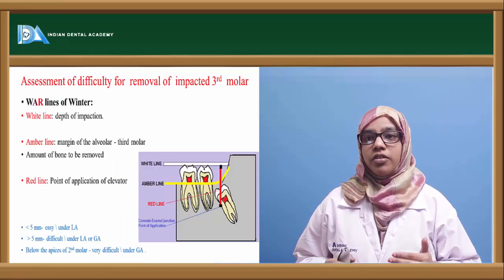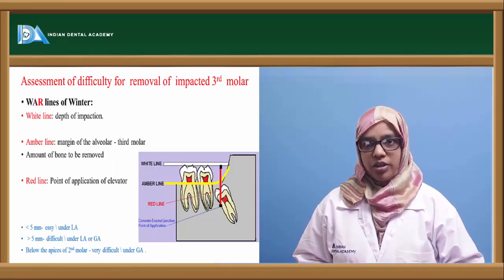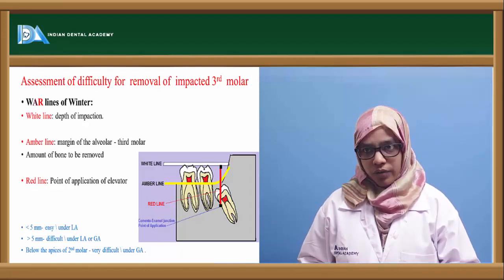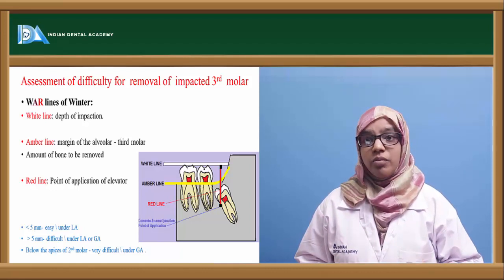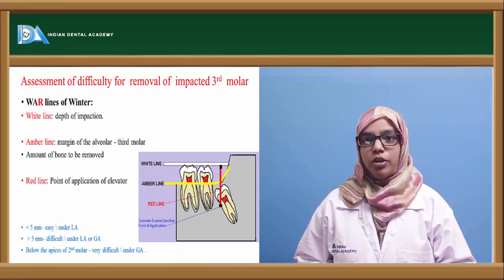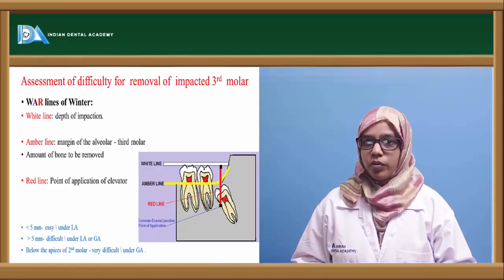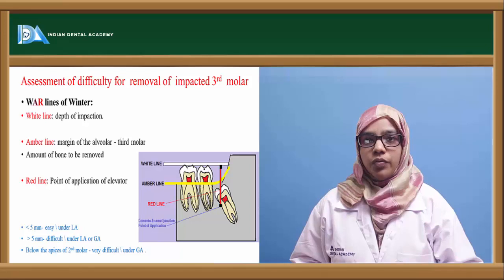Then after seeing the radiograph, we'll do the assessment of difficulty of extraction of the third molar. This is also done on a radiograph. More preferably it is done on an IOPA because the image distortion is less on an IOPA by using a parallel technique compared to an OPG, and superimposition is less. So here we assess the War lines of Winter.